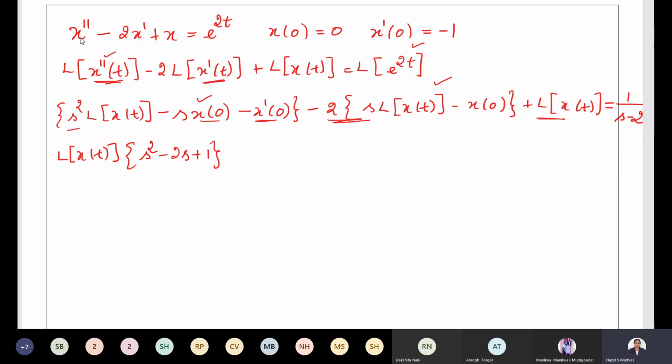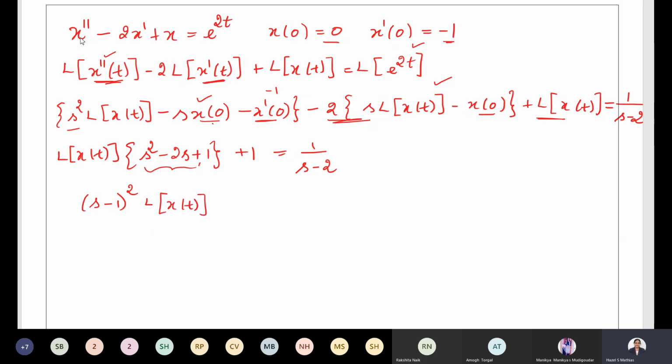Rest all, initial condition x of 0 is 0, x dash of 0 is minus 1. If you put minus 1, minus of minus will become plus 1. Then here it is 0. That is equal to 1 divided by s minus 2. So what is this term now? s square minus 2s plus 1, that is nothing but s minus 1 the whole square, into Laplace transform of x of t.